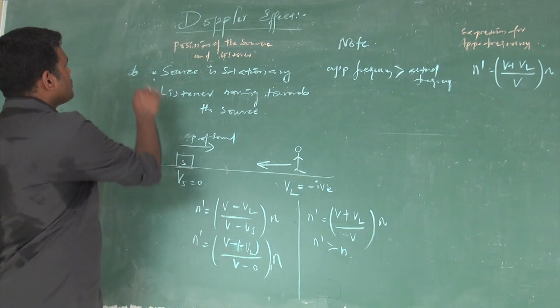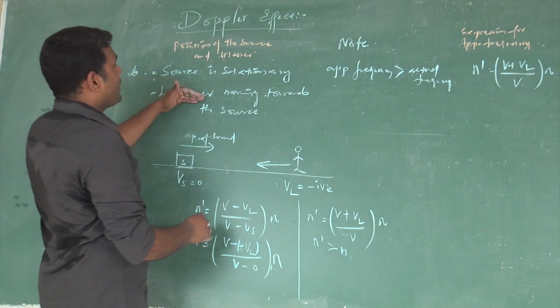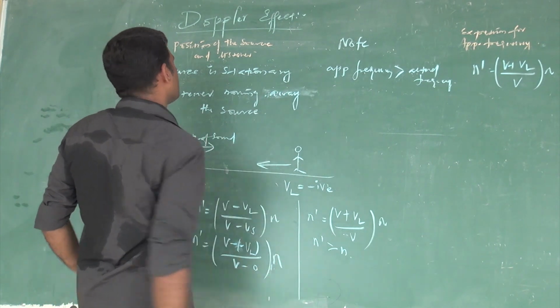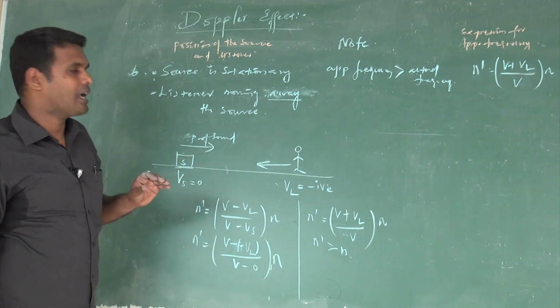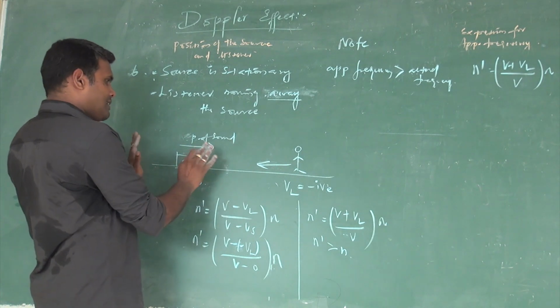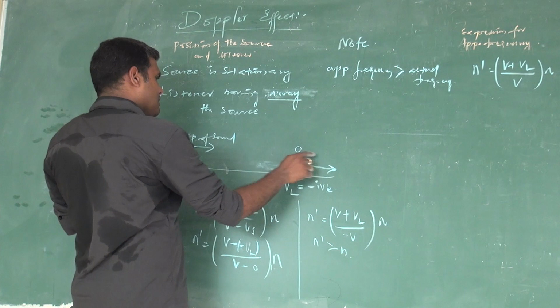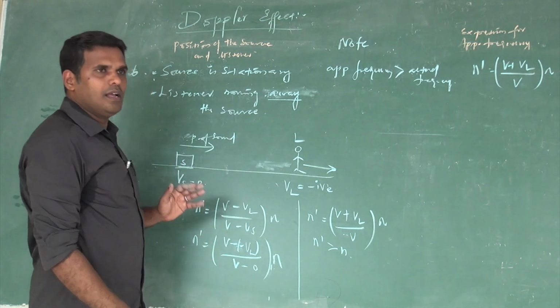Sixth case. Source is stationary, but listener is moving away from the source. See this one? I have made a change. In this diagram, this region exists as it is. Instead of this arrowhead, I have to mark this arrowhead because the listener is moving away from the source.